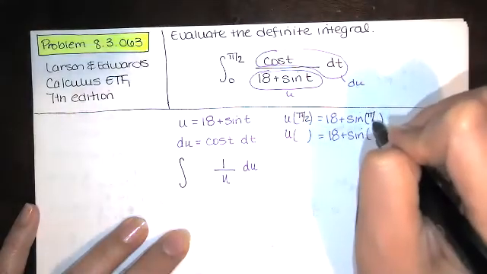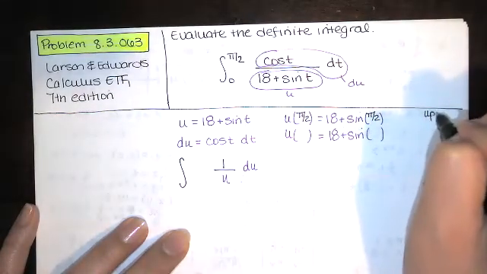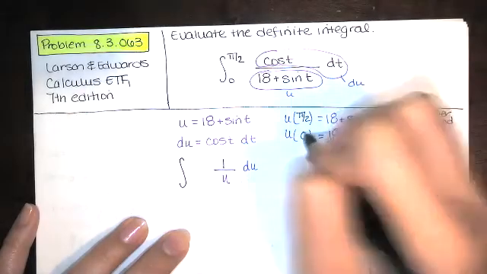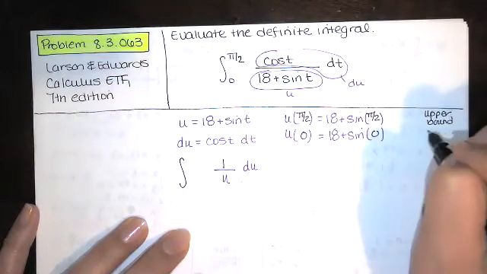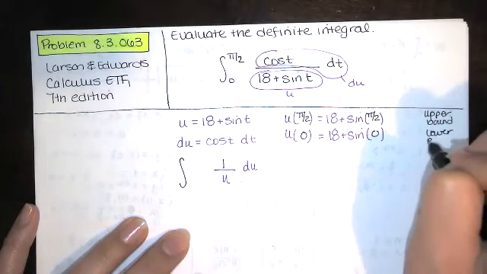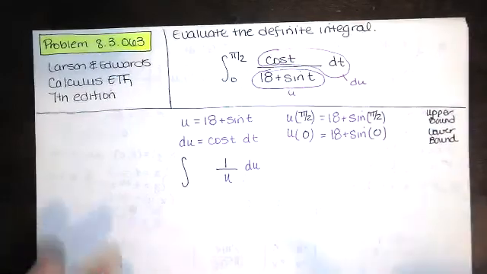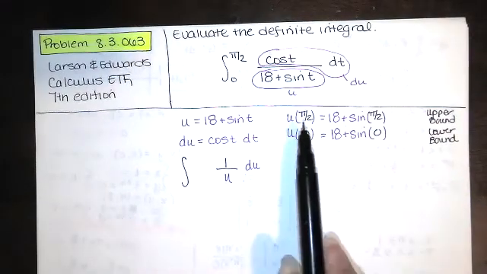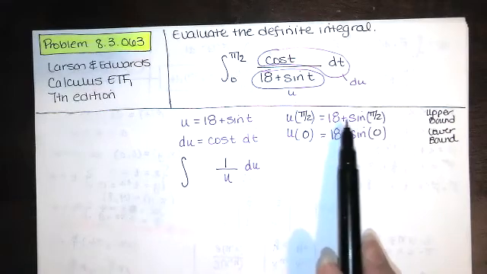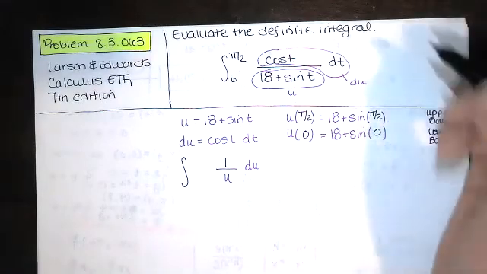So to get my new upper bound, I use my old upper bound. To get my new lower bound, I use my old lower bound. You can call these bounds. You can call them limits of integration, same thing. Okay. 18 plus sine of pi over 2 can be simplified.